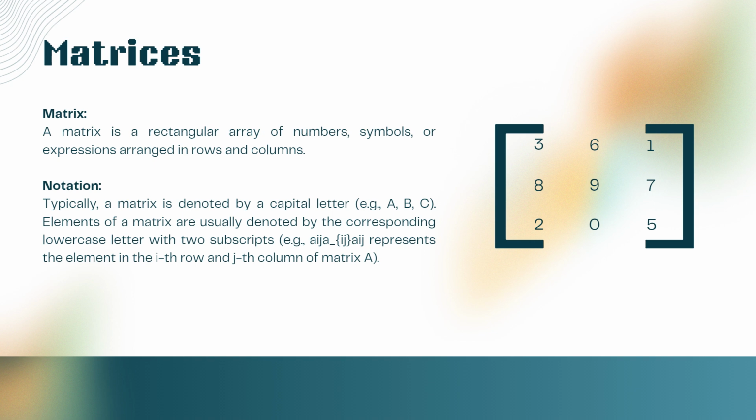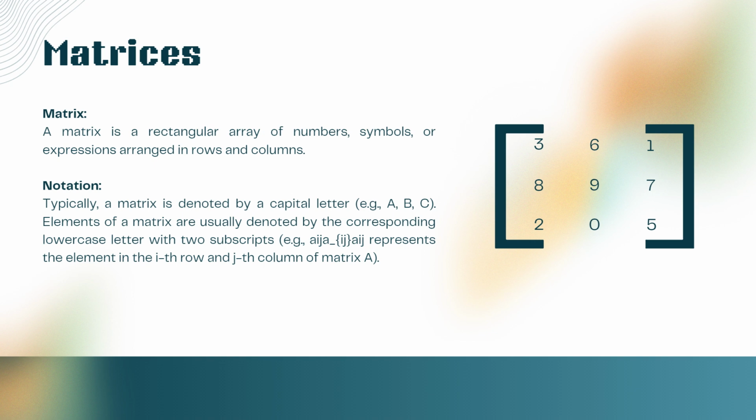First of all, let us see what a matrix is. A matrix is a rectangular array of numbers, symbols, or expressions arranged in rows and columns. Typically, a matrix is denoted by a capital letter A, B, C, and so on. Elements of a matrix are usually denoted by the corresponding lowercase letter with two subscripts. For example, Aij represents the element in the ith row and the jth column of matrix A.